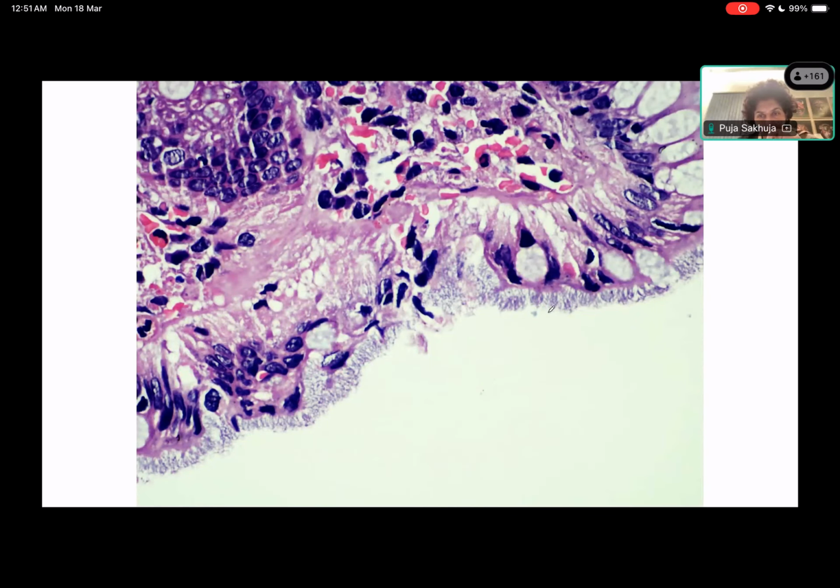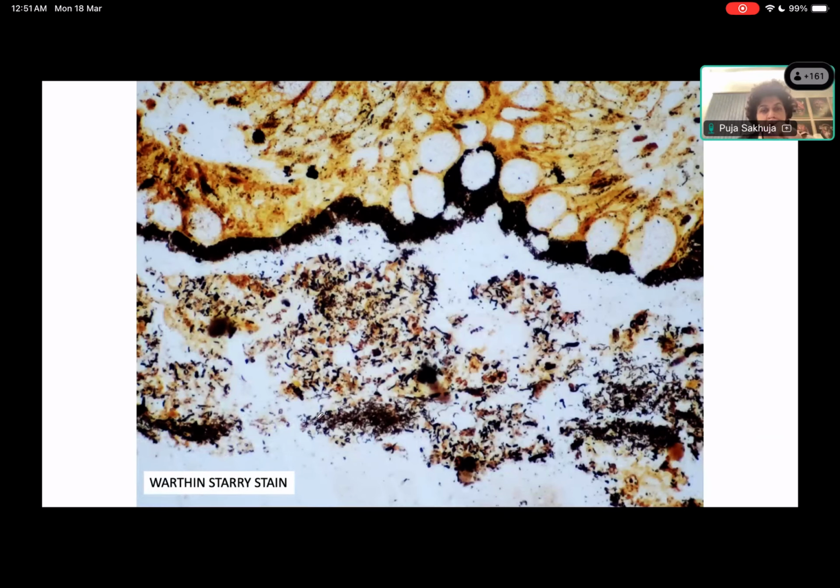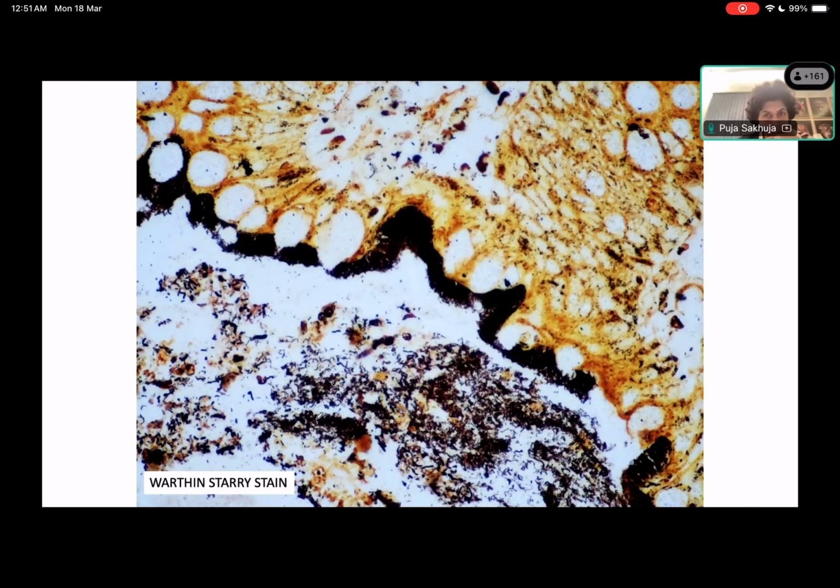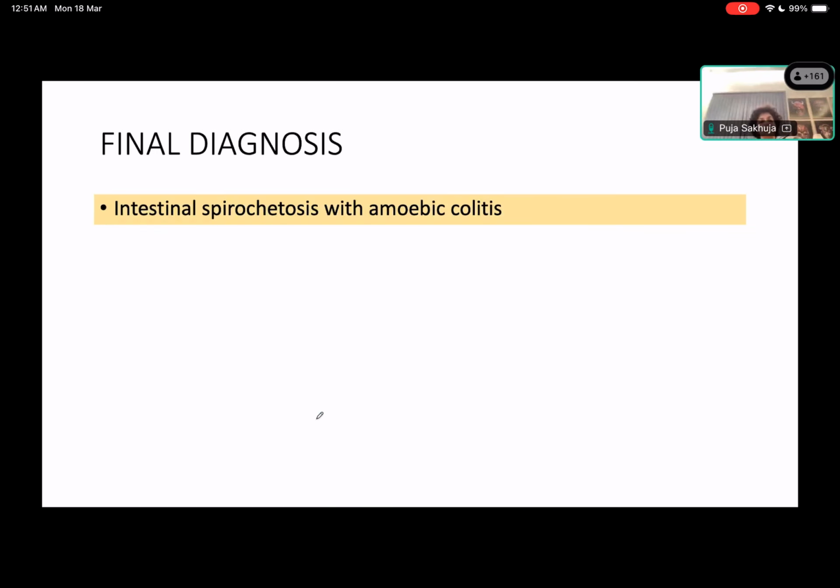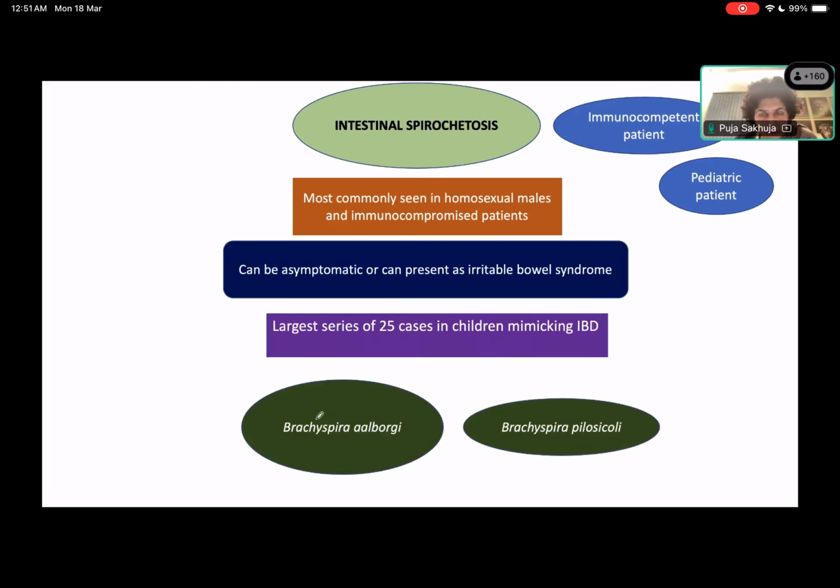So you can actually see the organisms, and then you can do a Warthin-Starry stain, which will show you the presence of these organisms in the brush border. It's another picture for this. So this is now intestinal spirochetosis with amoebic colitis that this child had. So definitely one has to look very carefully at every biopsy so that we are not missing something. And this is just a little bit about it.